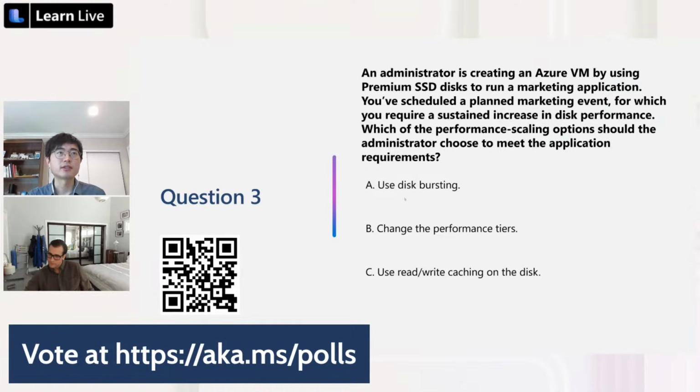So first is use disk bursting. Second is change the disk performance tiers. Third is use read-write caching on the disk. So please pay attention that you require a sustained increase in the disk performance. And it is a scheduled marketing event.